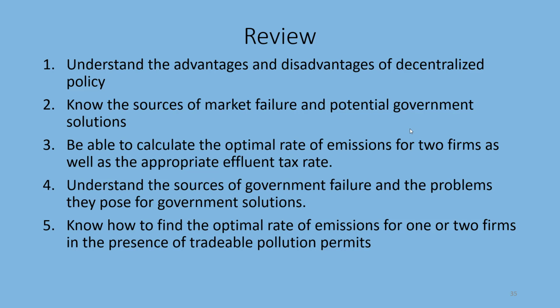Remember we talked about in class a lack of competition, a lack of information, externalities, and public goods. And again, there are potential government solutions to all of these sources of market failure. For a lack of competition, there are rules that prevent these firms from colluding. At the same time, though, sometimes if the government has too many regulations in place, it will prevent this competition from occurring. So you want a just right amount of government involvement there, not too much, not too little.